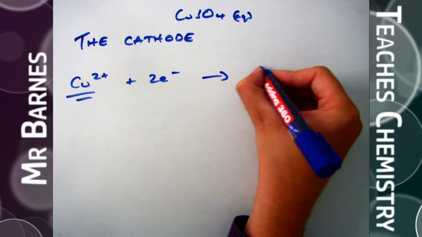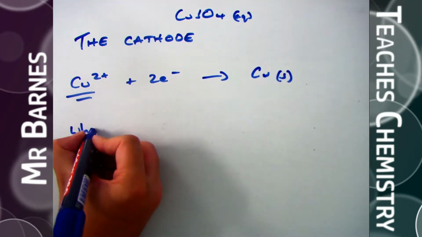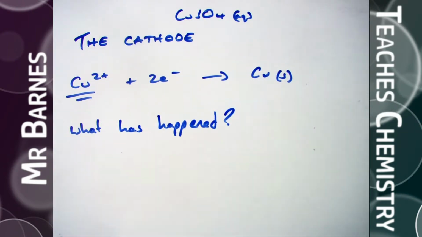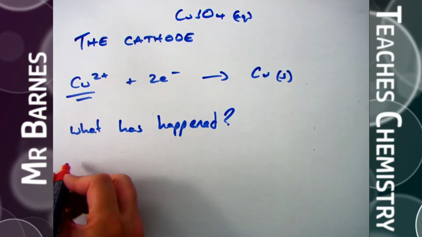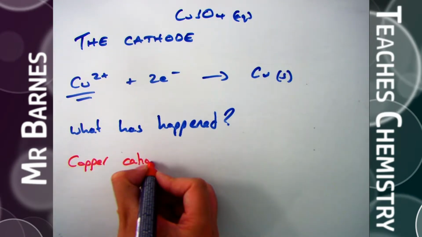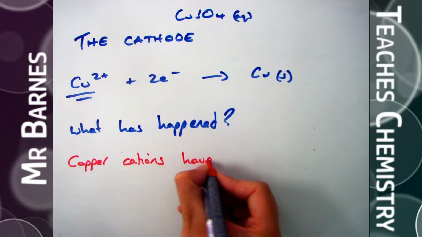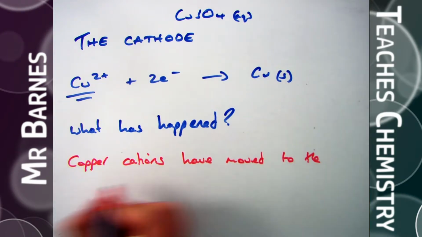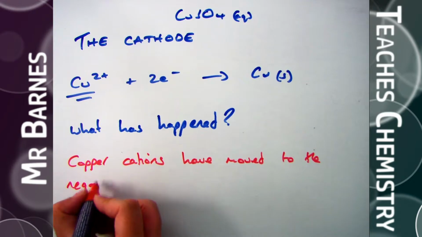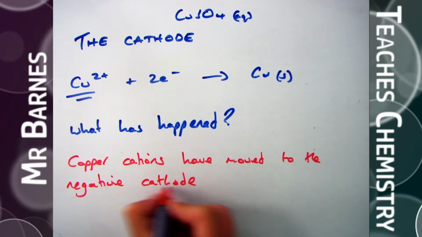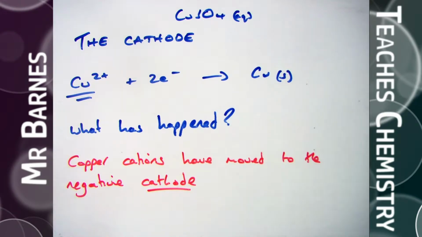So what you've got to be able to do is explain, in terms of electrons, what is going on at the cathode. Now this is bringing together everything that we have done on electrolysis. So you're starting off with your copper cations, Cu2+, you figured out it's that and not hydrogen. They're going to move to our negative electrode. Copper cations are positive, they move to the negative electrode, that's the cathode. So your first thing is to say copper cations move to the negative cathode.